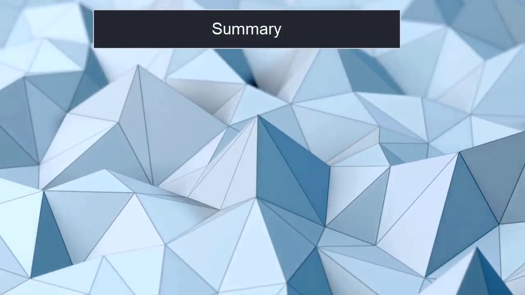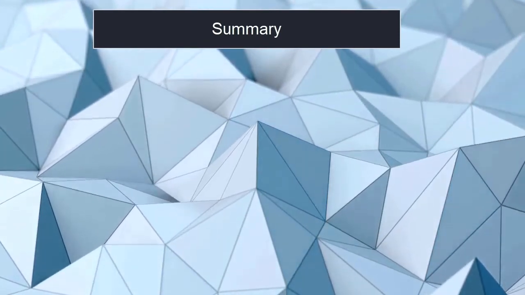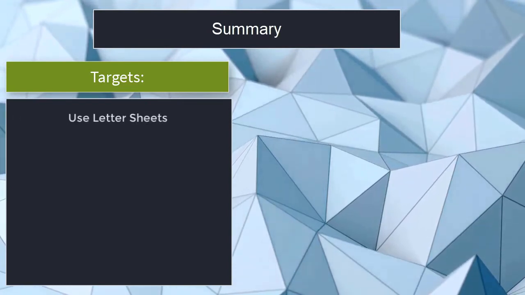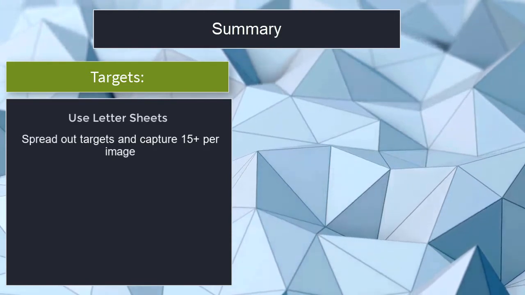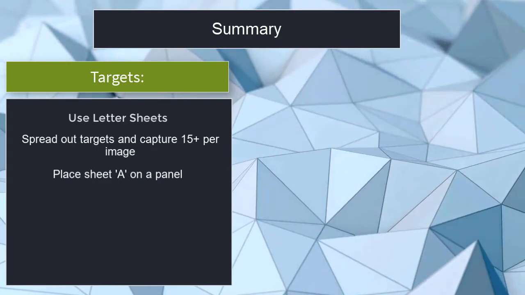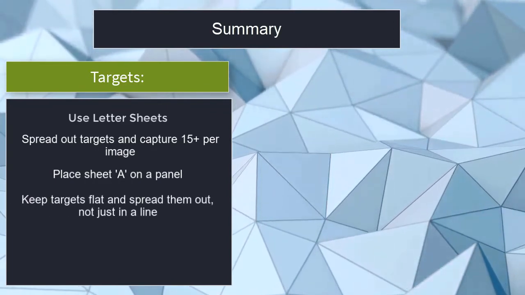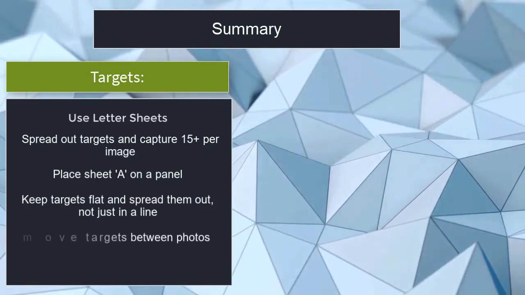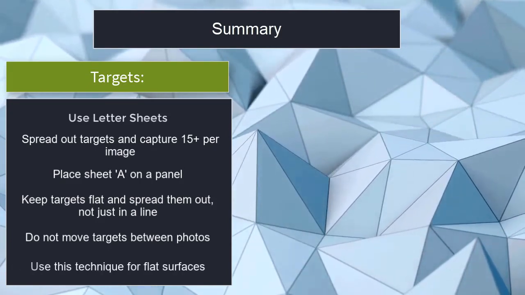Here is a summary of the target and photo techniques you will use to get the best results for the following PhotoModeler project work. Use letter sheets. Spread out targets and capture 15 plus per image. Place sheet A on a panel. Keep targets flat and spread them out, not just in a line. Do not move targets between photos. Use this technique for flat surfaces.